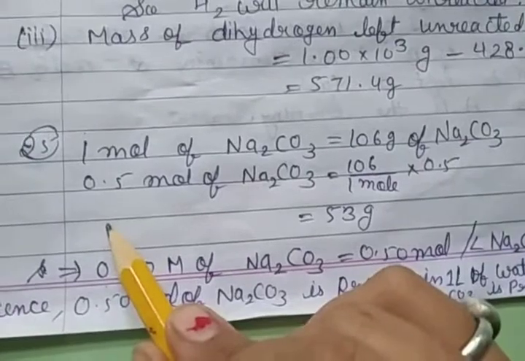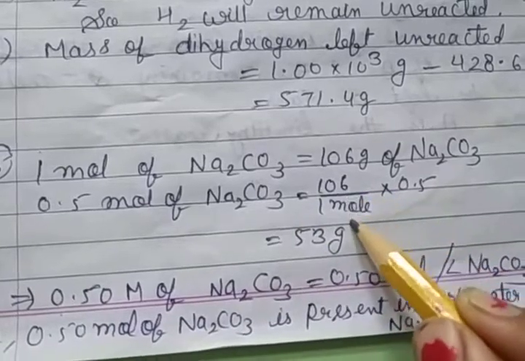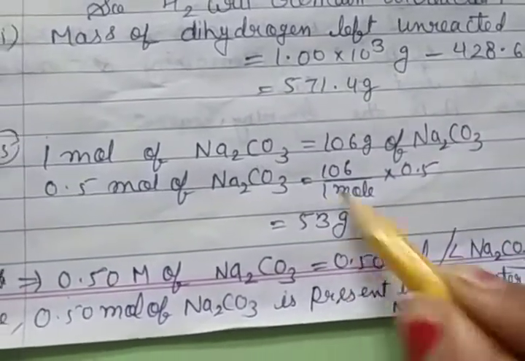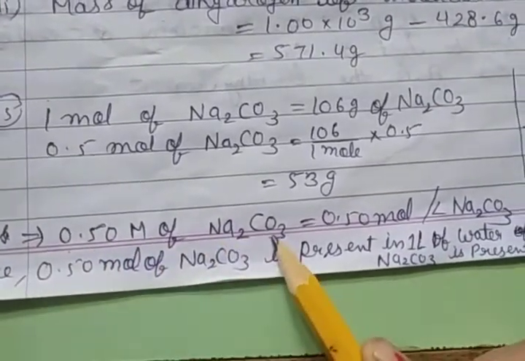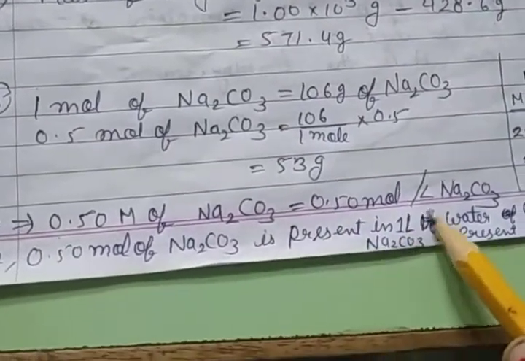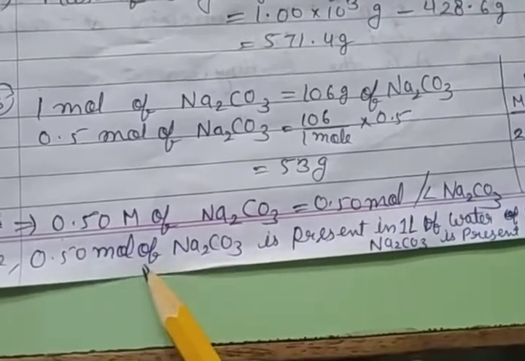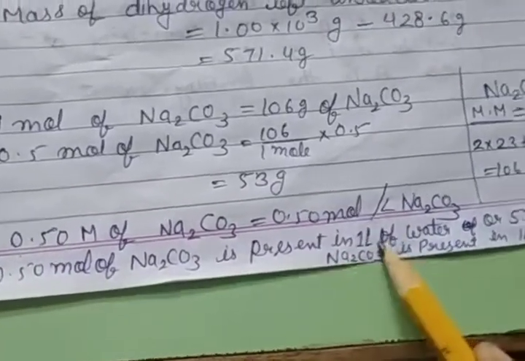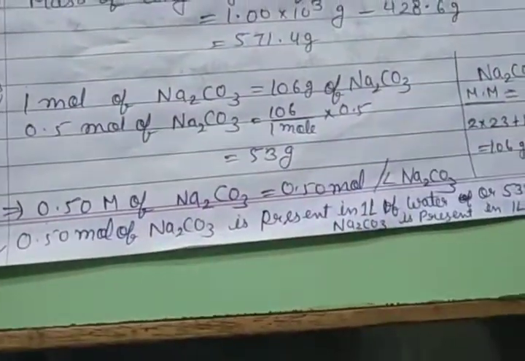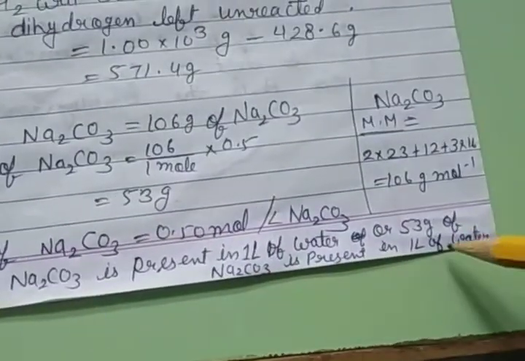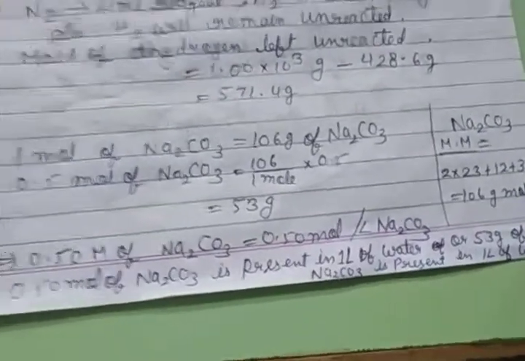Given 0.5 mole of Na2CO3, we calculate 106 divided by 1 times 0.5, so 53 gram comes. Then for molarity, 0.50 M Na2CO3 is equal to 0.50 mole per liter of Na2CO3. That means 0.50 mole of Na2CO3 is present in 1 liter of water. Otherwise, we can say 0.50 mole is equal to 53 gram, so 53 gram of Na2CO3 is present in 1 liter of water.